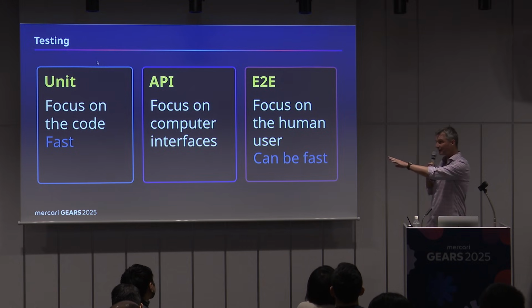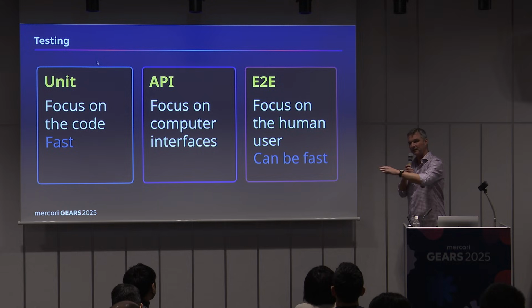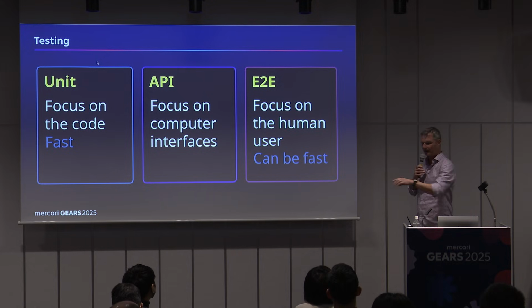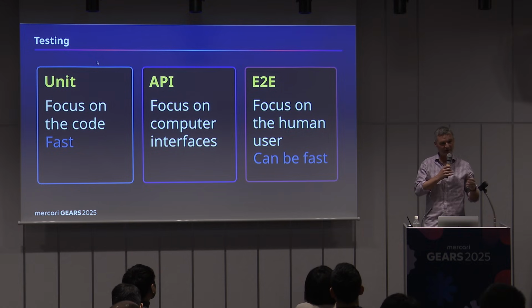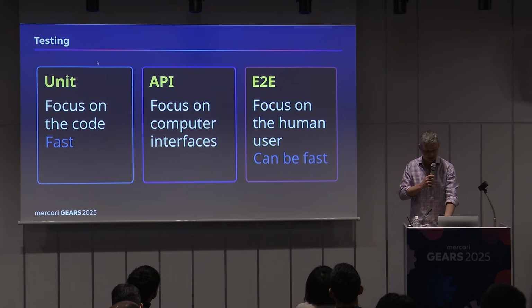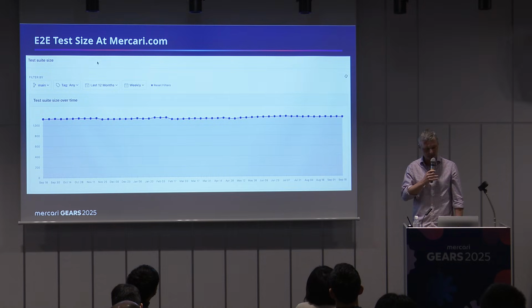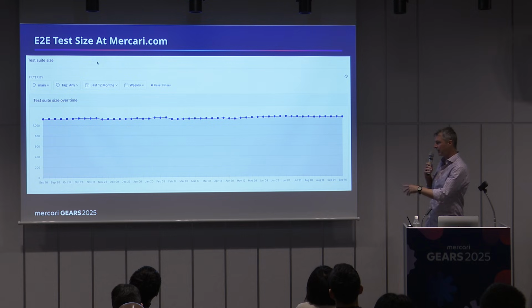And the unit tests are usually fast by default, right? It's hard to write a unit test that's slow. The end-to-end tests are usually considered flaky and slow, but they don't have to be slow. And I'll show some of the techniques that we use. They can be fast.